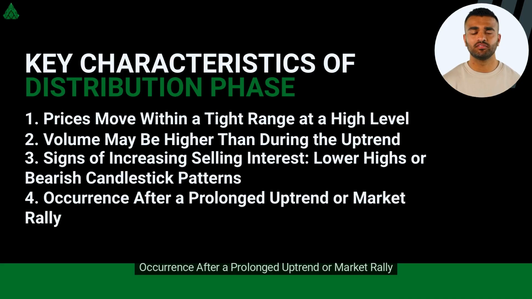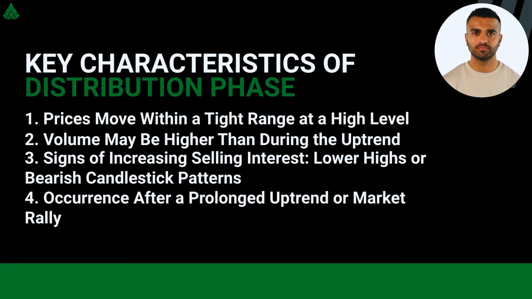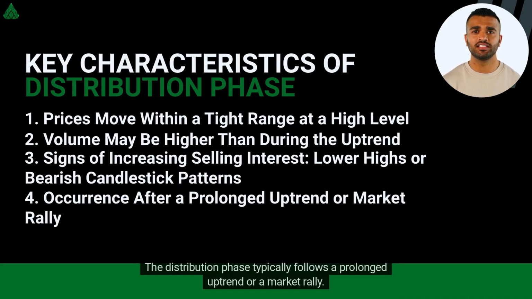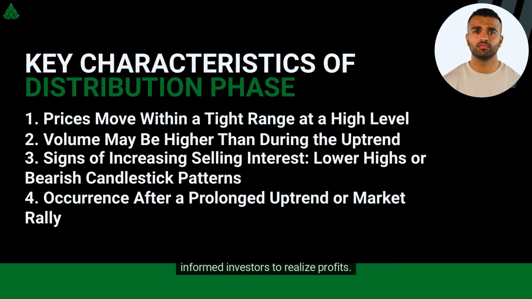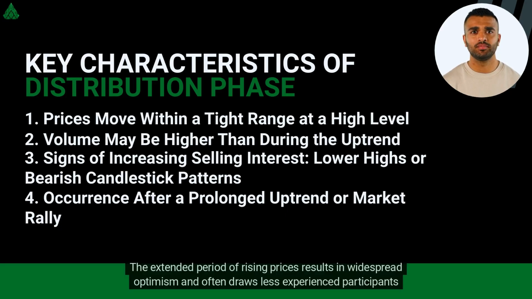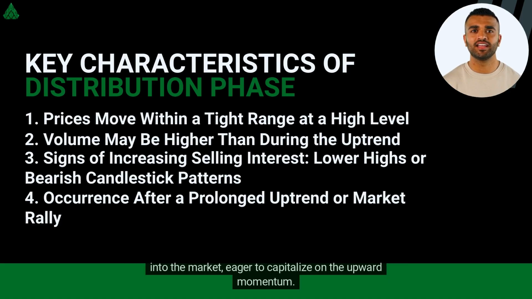Occurrence. After a prolonged uptrend or market rally, the distribution phase typically follows. During such periods, asset prices often become significantly overvalued, presenting attractive opportunities for informed investors to realize profits. The extended period of rising prices results in widespread optimism and often draws less experienced participants into the market, eager to capitalize on the upward momentum.